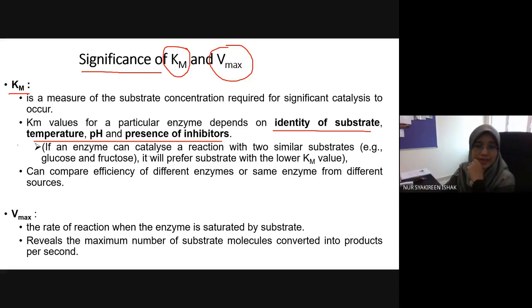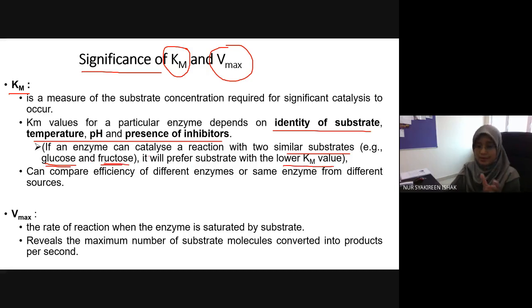So for example, if an enzyme can catalyze a reaction with two similar substrates, such as glucose and fructose. As you know, kalau kita tengok chapter 1 hari tu, carbohydrates, glucose and fructose are isomers of each other. They are structural isomers, okay? So they have similar shapes. So the enzyme can take either of these substrates, but the enzyme will prefer the substrate with the lower Km value.